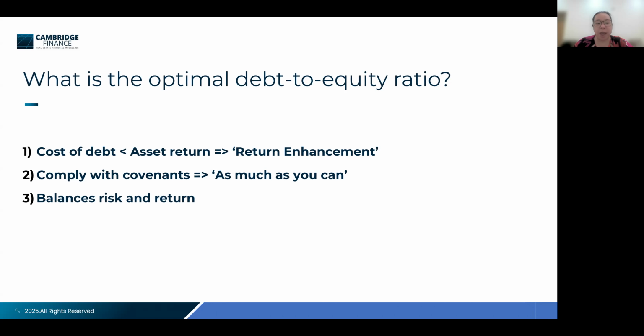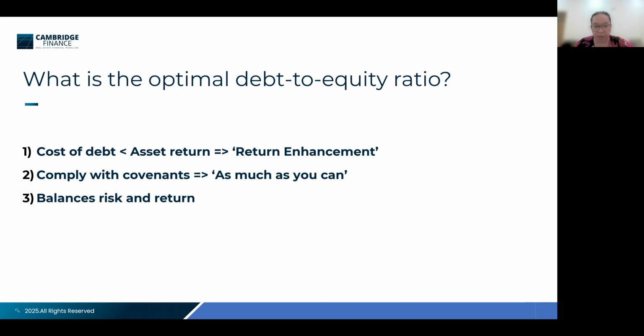Okay, so it's always a balance between the risk and return, which is point number 3 here. The idea is we want to enhance returns, and we also want to comply with the covenants, right? So we're going to borrow as much as you can, as long as we comply with the thresholds that we have to comply with, like the interest rate coverage ratio, the debt service coverage ratio, and so on. So the optimal debt to equity ratio is the one that balances the risk and return.